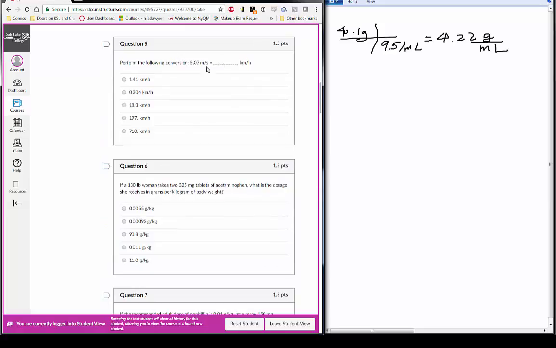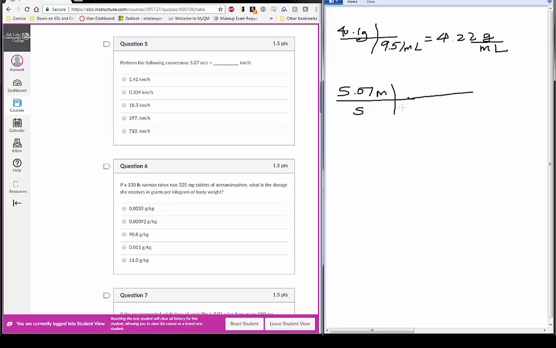For this conversion, I give you meters per second and I ask for kilometers per hour. 5.07 meters per second. So I have to convert the meters to kilometers and the seconds to hours. Meters to kilometers. There are 1,000 meters in a kilometer.